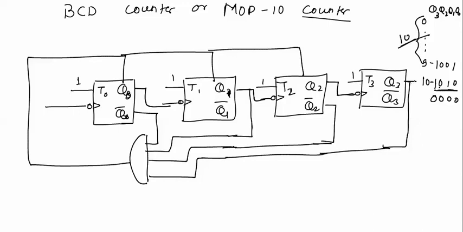Remember one thing, that the output at this Q3 will have frequency f by 10. If frequency of input clock is f, this output will have a frequency f by 10.